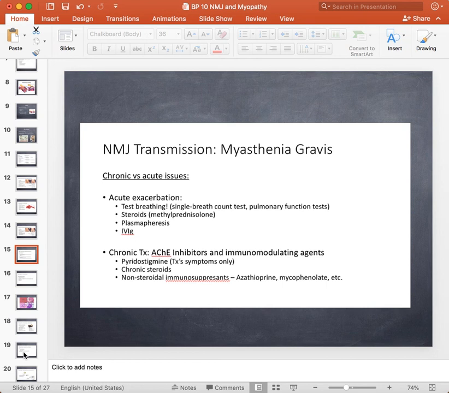Which we should be reminded, that's where the name comes from. It's a grave disease. Without medical treatment, there's a very high mortality to that condition. So the ways that you'll see us do that is what's called the single breath count test.